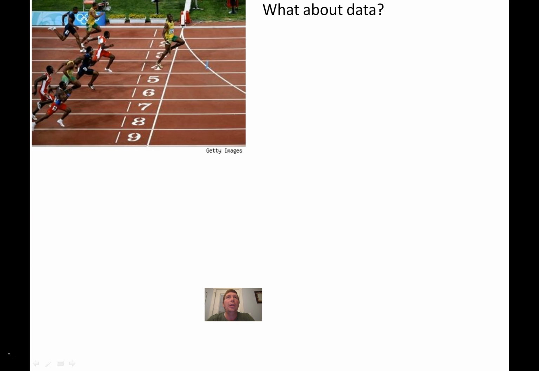We need to be collecting stuff. So whenever you write an experiment, you need to make sure you have steps in there to collect data. Now, sometimes you don't need data. Here's Usain Bolt winning a race dominantly. There's no question who won that.